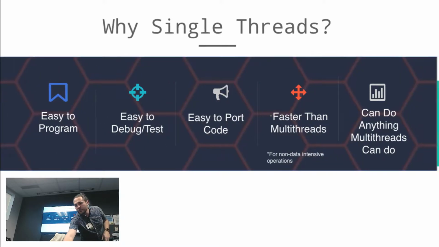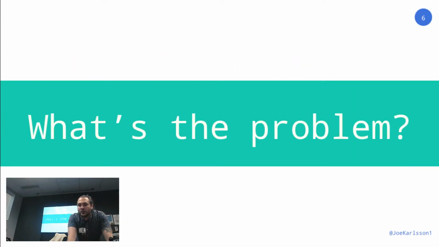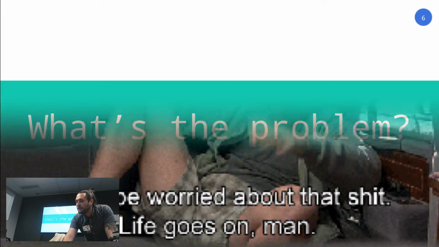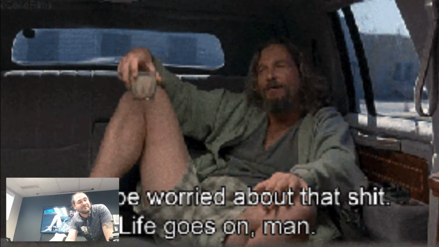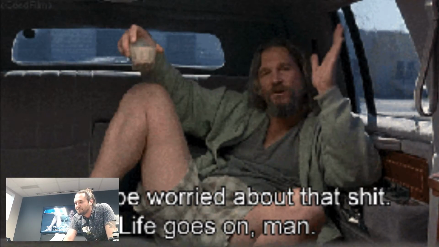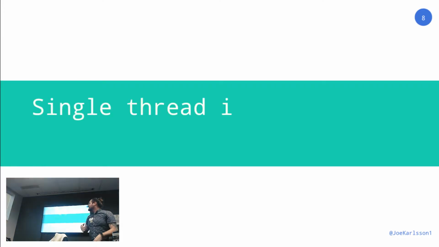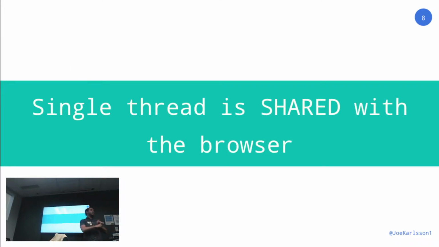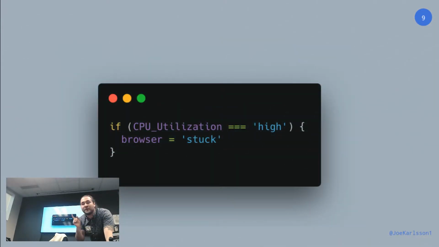So, the question is, what's the problem? Why would we want to start introducing multiple threads into the browser? We're just going to make our lives worse, right? But the big reason is that the single thread in the browser is shared across all events, all files in the browser. So, put another way, if you have JavaScript code that's running in the browser, and it starts utilizing that single thread and maxes it out, it's going to block everything else.